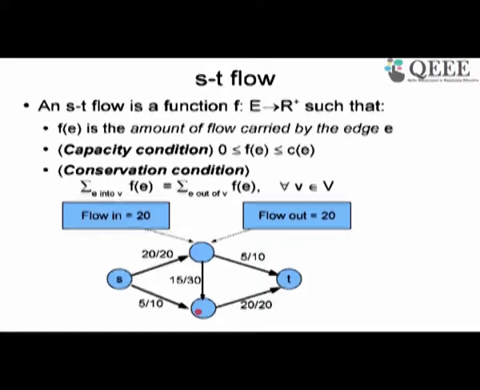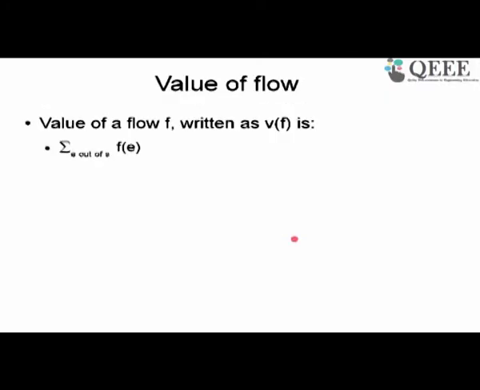So for all internal nodes we check the conservation condition. It does not make sense for S because there are no incoming edges for S. So when we write the conservation condition, we write it only for the internal nodes. I didn't say it here, but you should write it only for internal nodes. So S and T are, S is sourcing the flow, T is sinking the flow, and all the internal vertices are just passing the flow. They are taking input flow and putting it on the output. They are just passing the flow.